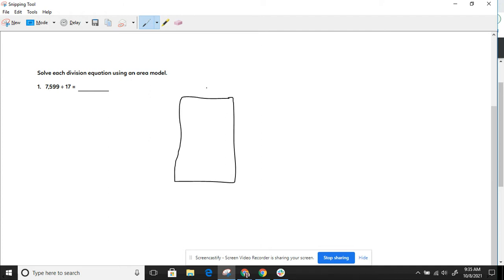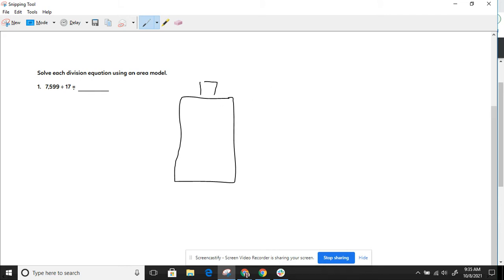Now I'm obviously writing a lot bigger than you probably need to, but I'm drawing a rectangle and I'm going to put my divisor. My divisor is the number that I'm dividing by. I'm dividing by 17, so I'm going to put the divisor at the top. In most cases, your divisor is going to be the smaller number. So there's my divisor, the number I'm dividing by.